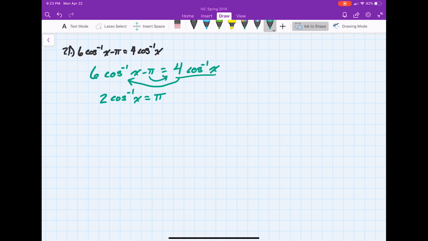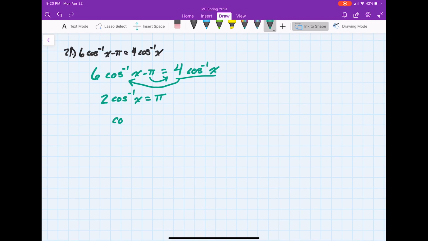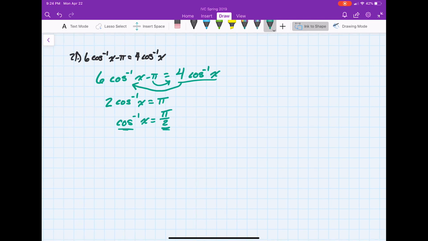So we just divide both sides by 2. So that leaves us with cosine inverse x is equal to pi over 2. And when is cosine pi over 2? Well, what's a 90-degree angle? It's 0 at pi over 2. So x is just equal to 0.